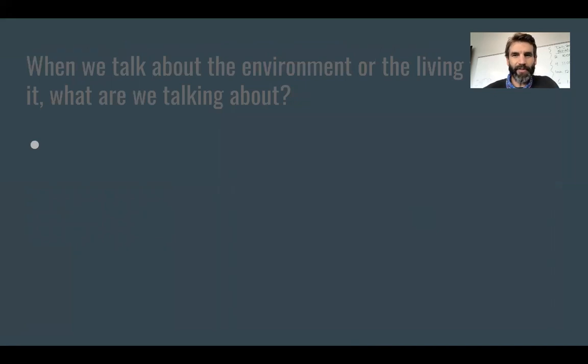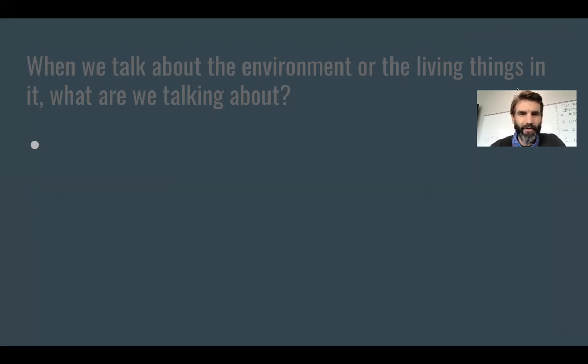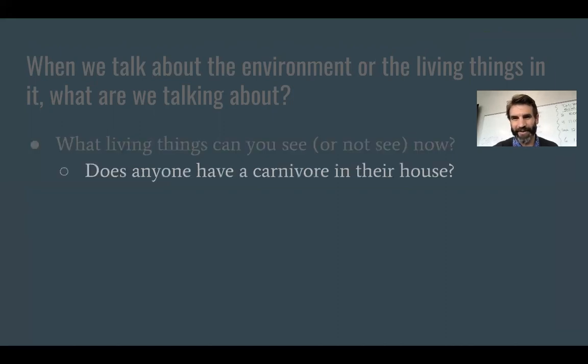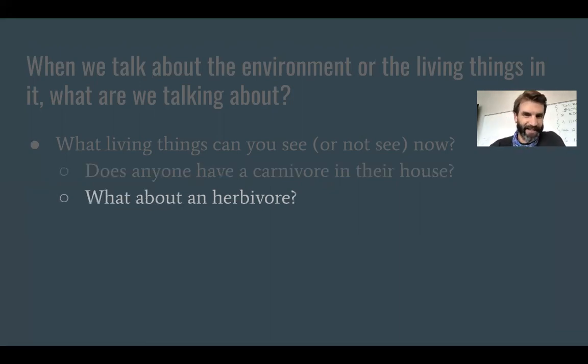Okay, so when we are talking about the environment or living things in it, what are we talking about? So we asked the students, what living things can you see or not see now? So we looked outside, in your room, what living things? Trees, plants all came up. Does anyone have any carnivores in their house? Some people had cats in their house. Some people named themselves as carnivores. What about herbivores, things that eat plants? And I mentioned that I have a little mouse that seems to be living in my house that we named Remy. He seems to be an herbivore that I could see in my house.